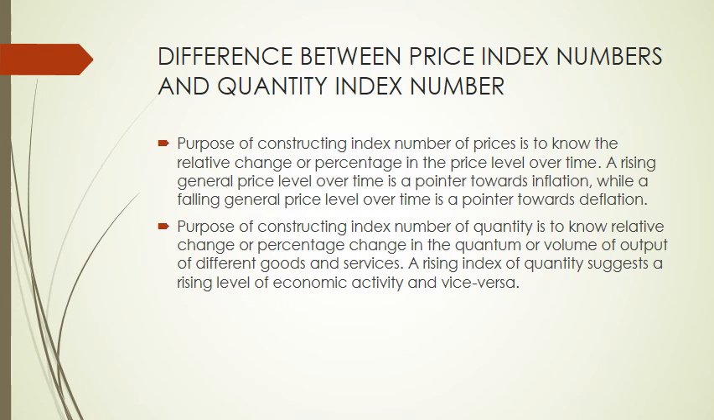Now, difference between price index number and quantity index number. Purpose of constructing index number of prices is to know the relative change or percentage change in the price level over time. A rising general price level over time indicates inflation, while a falling general price level indicates deflation.